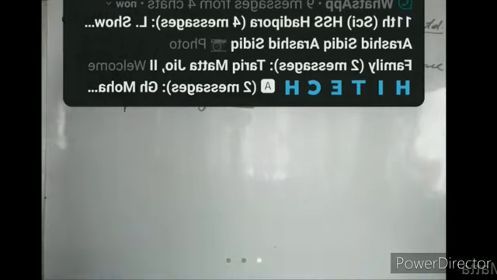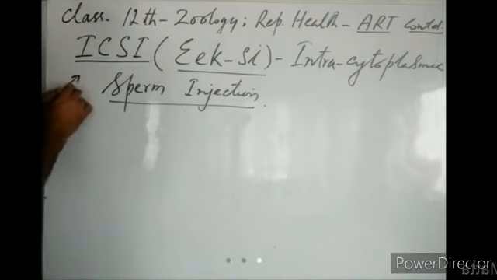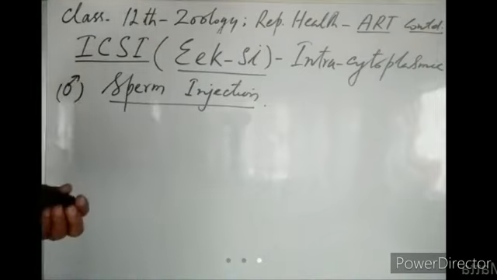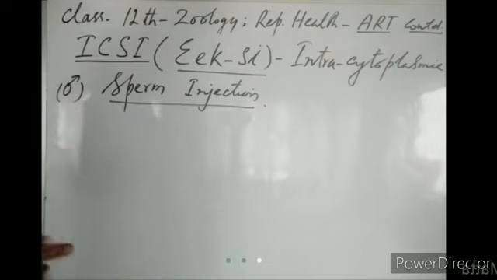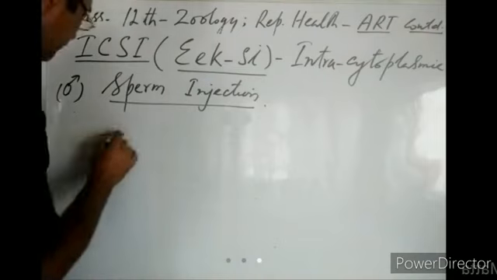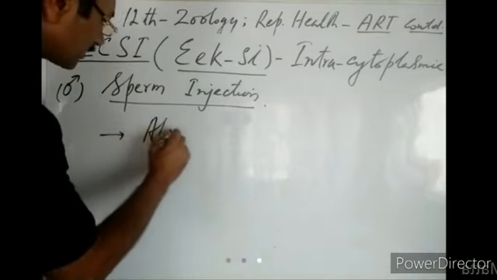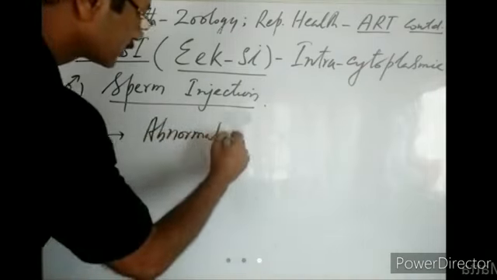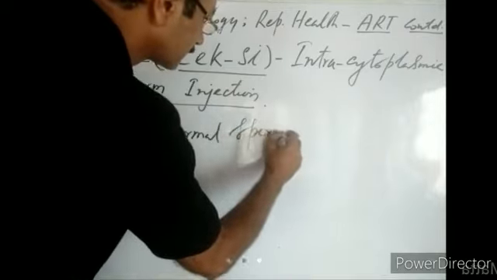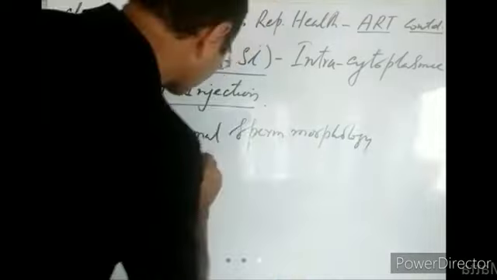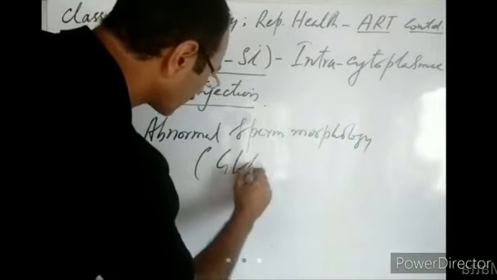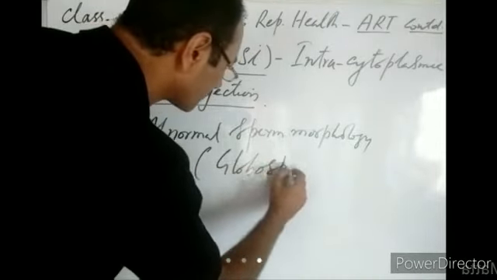This ICSI is used for males, as GIFT was used for females. This ICSI is used to treat male infertility. There are some males who have abnormal sperm morphology. For example, those males who are suffering from globospermia. You know what is the problem in globospermia?